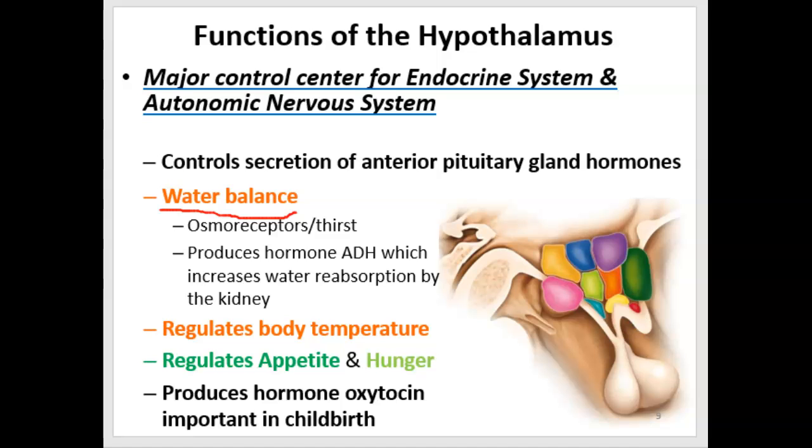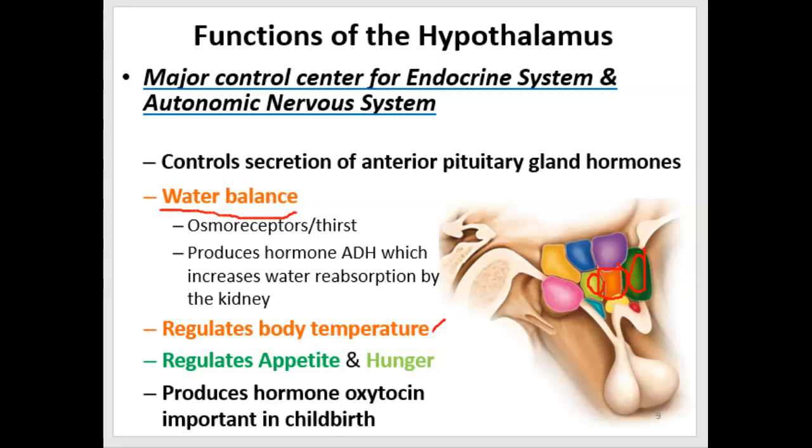Other nuclei in the hypothalamus regulate body temperature, shown in orange here, and appetite and hunger, shown in two different shades of green. And still another location produces the hormone oxytocin, which is important in uterine contractions during childbirth. This list of functions is not complete, but it does include some of the functions that we will visit later in the course.